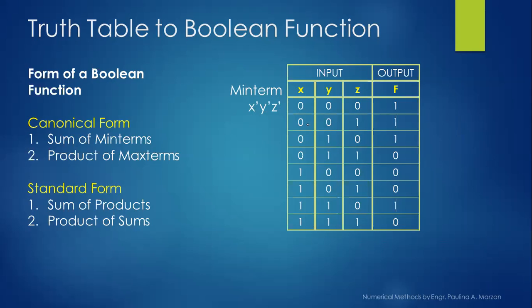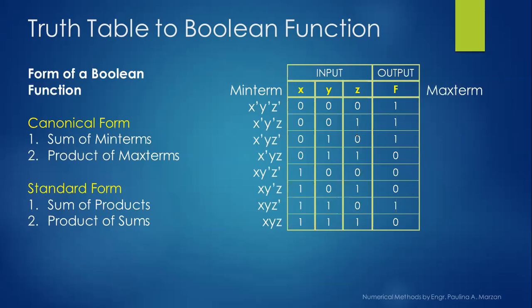Okay. So for this combination, next, when x is 0, y is 0, and z is 1, then the min term will be x prime, y prime, z. And for x that is 0, 1, 0, the min term is x prime, y, z prime. So it will follow that depending on the values of our input variables, we will get these min terms. Now, what about max terms?